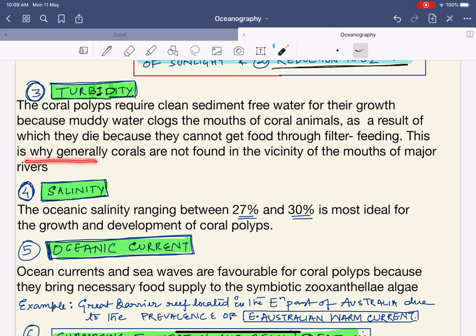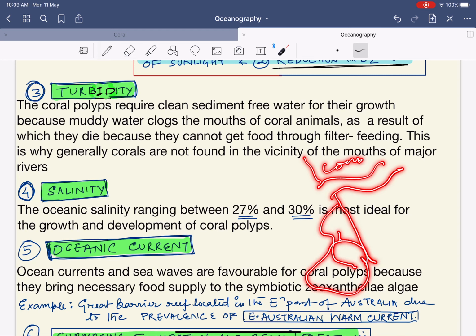See, this is why generally the corals are not found in the vicinity of the mouth of the river. Say this is the mouth of the river, and this is your coast. Now you can find corals in this region, but you will never find corals over here because of the fresh water, number one, and number two, because of the sediments that the river brings.